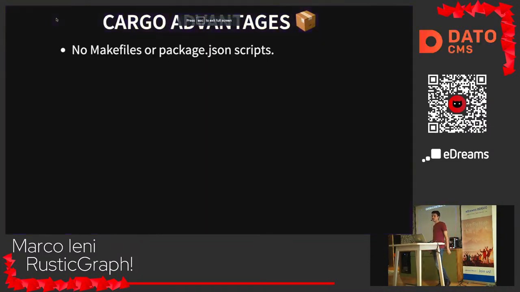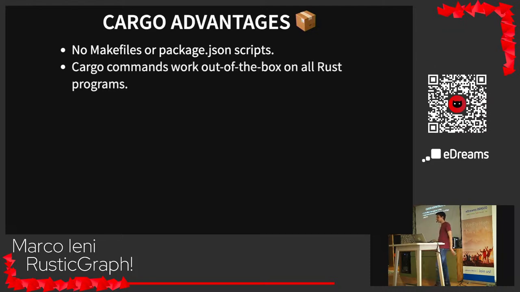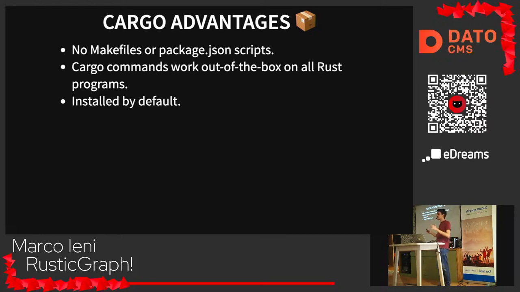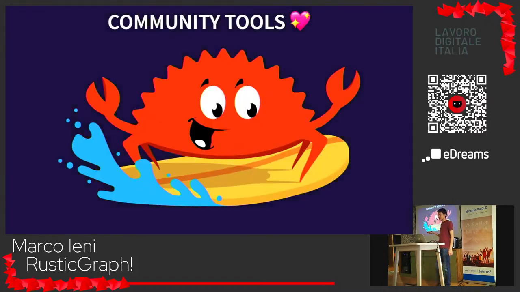A small recap: the best thing for me is that you don't need to write makefiles, and you don't need to write package.json scripts. These commands that I showed you are standard, and they work out of the box on all Rust programs. For new contributors, this is really handy because you don't need to read the README, know how to compile a Rust program or how to test it, and so on. And this is all installed by default.